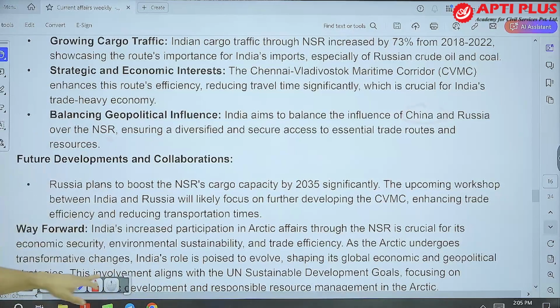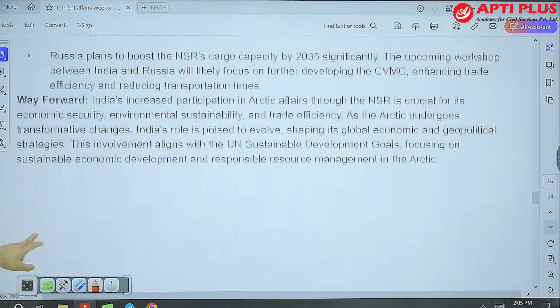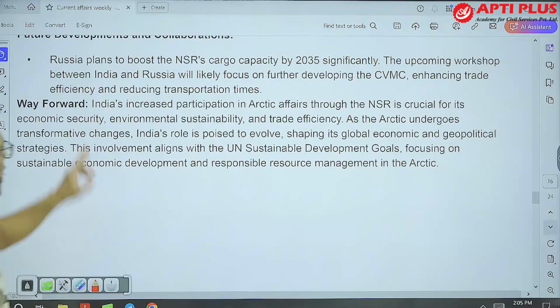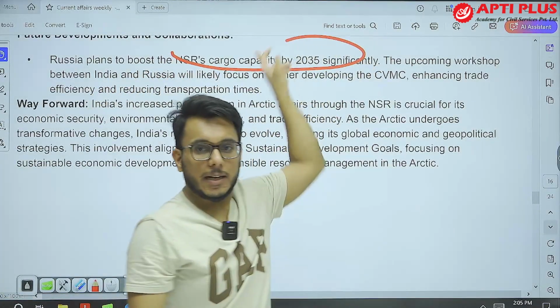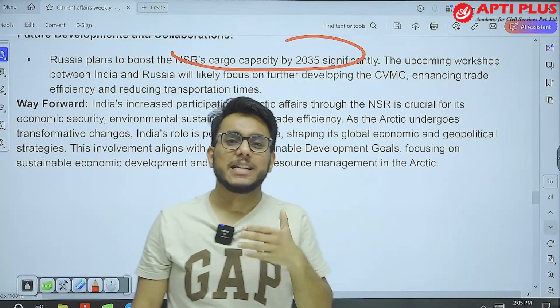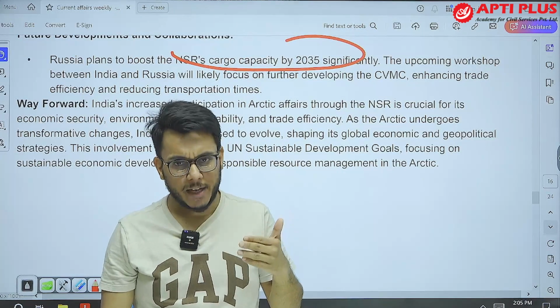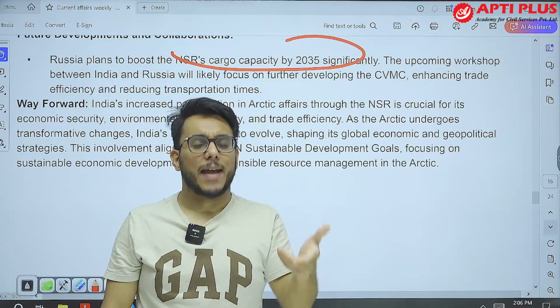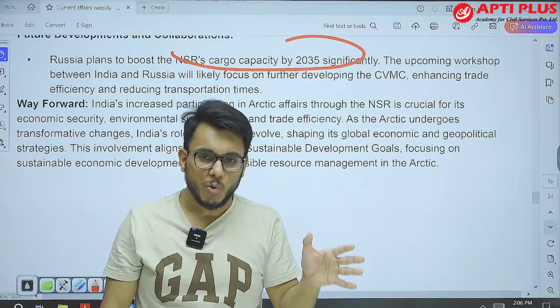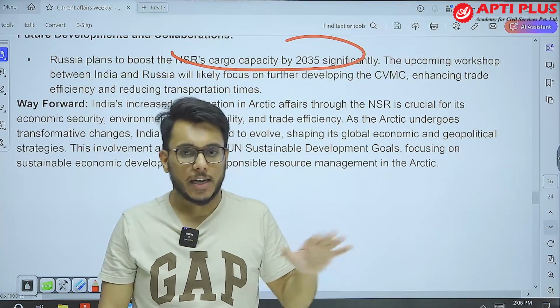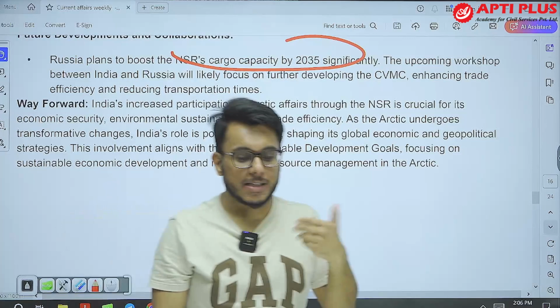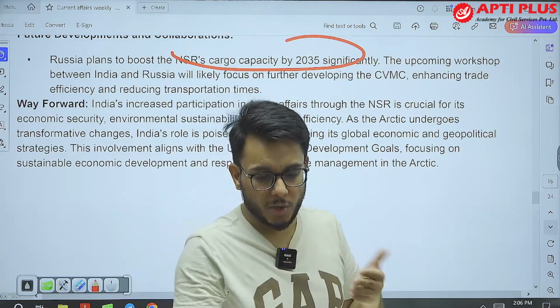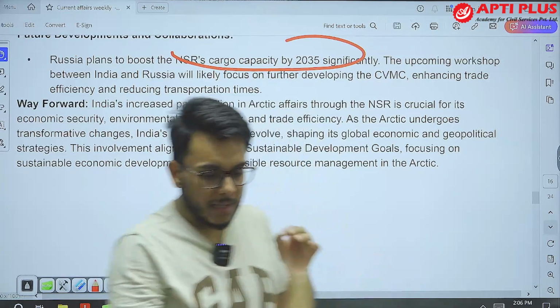Okay. So in this particular capacity, now what happens? Russia is planning to boost the cargo capacity by 2035. India needs to involve itself in this region actively, but India should not end up playing second fiddle to Russia or China or any other country. India has to ensure its autonomy as well. Okay, that is all about it.